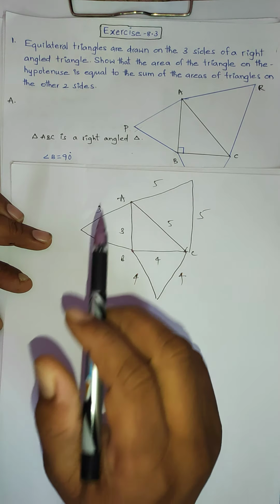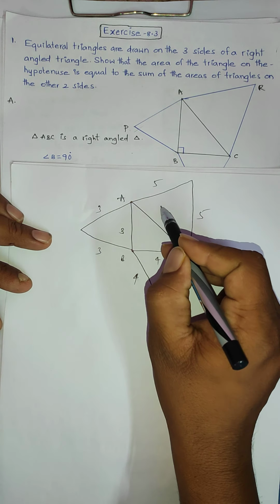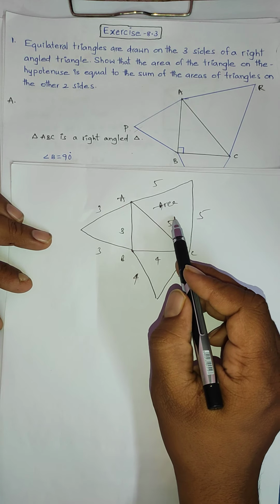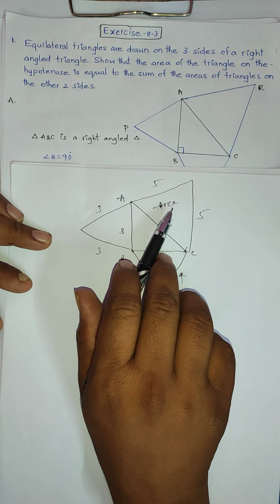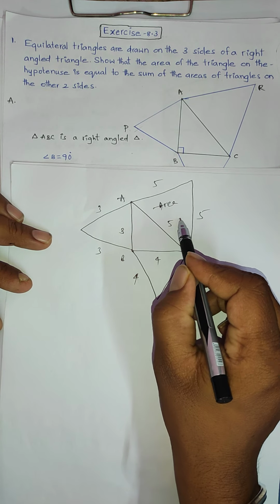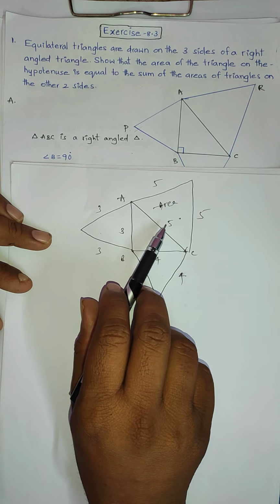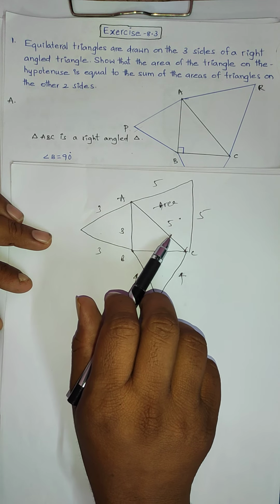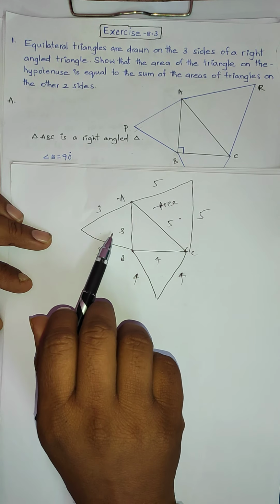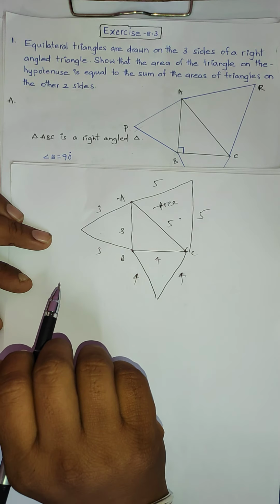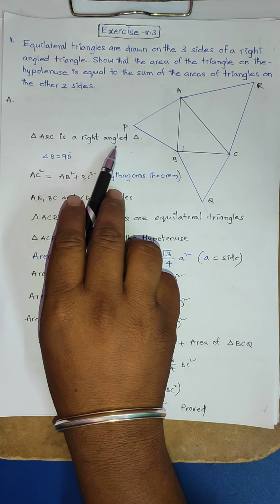Now ask the question: show that the area of the triangle constructed on the hypotenuse is equal to the sum of the areas of the triangles on the other two sides. The area of the equilateral triangle on the hypotenuse is equal to the areas of the equilateral triangles on the remaining two sides. This is what we need to prove. Okay. Now, triangle ABC is a right angle triangle.